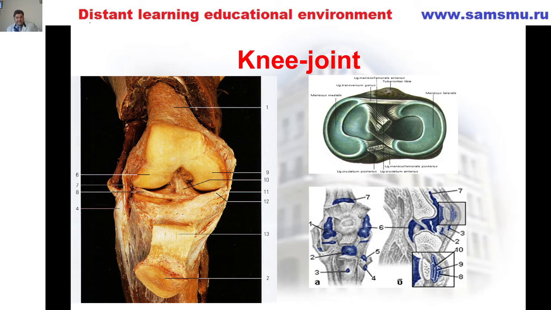The knee joint has two intra-articular ligaments called cruciate ligaments. You may see cruciate ligaments here and here. Ligamentum cruciatum anterius and ligamentum cruciatum posterius. The anterior ligament connects the medial surface of the lateral condyle of the femur with the area intercondylaris anterior of the tibia. The other, the posterior ligament, passes from the lateral surface of the medial femoral condyle to the area intercondylaris posterior of the tibia.